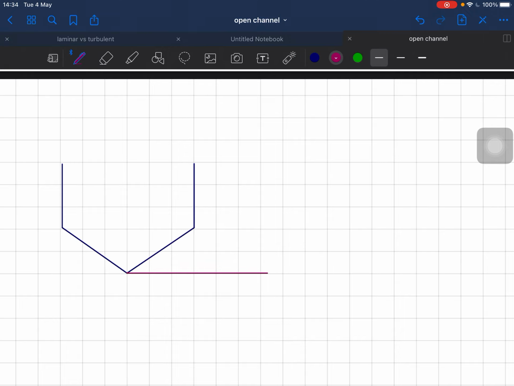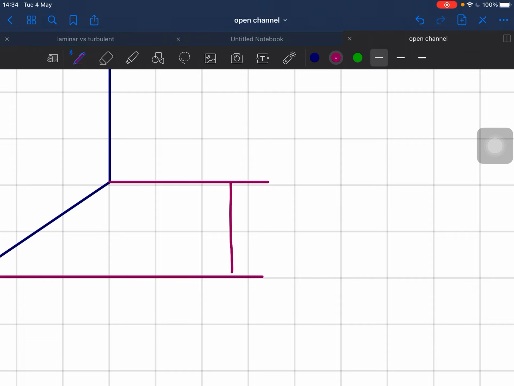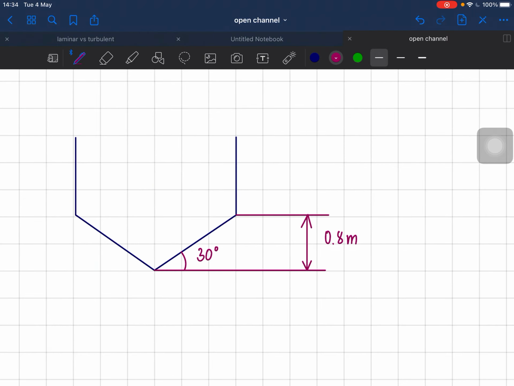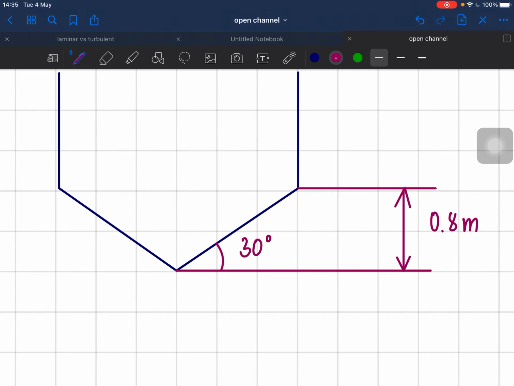This is the height. It's 0.8 meter here, and this is 30 degrees. We need to find the base and the hypotenuse in order to compute the perimeter. So in this case, we need to find this base, right?